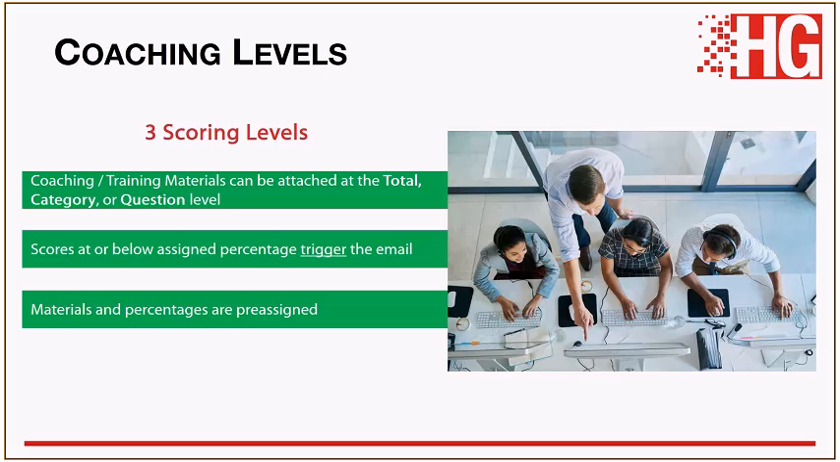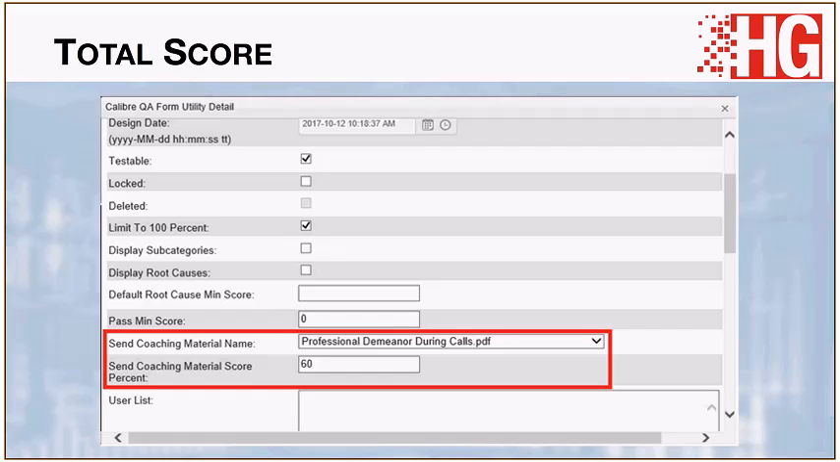So then we go to the total score level. We're using the Calibre QA for this, but this is also the same for Quality 911. If you're in the form utility detail at the top level and you want to say the total score gets below, say, 60%, you can go in and put that in, click on it, and select, say, professional demeanor during calls. And that is the material that will be sent. That's done at the total score level.